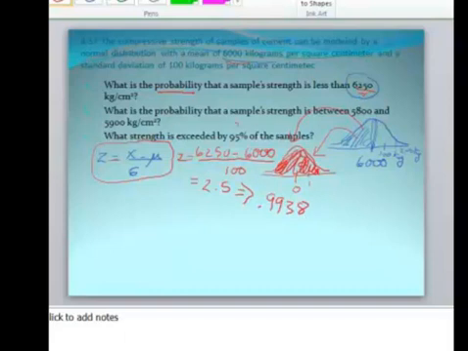Now, what is the probability that a sample's strength is between 58 and 59? All we have to do is translate these values to z-scores. So it's going to be what, 58, that's here, that's 5,800, and this is 5,900.